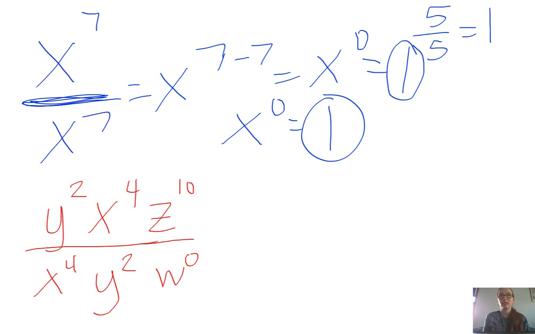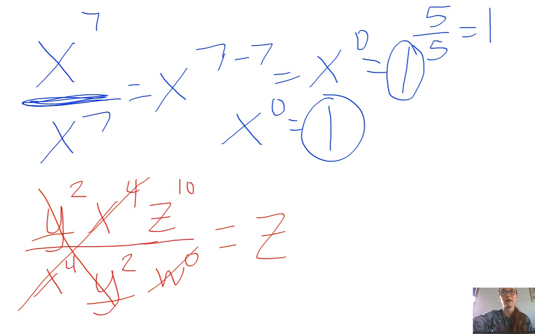So I know, using the quotient rule, that y squared divided by y squared is y to the 0, which is just 1, so it cancels out. X to the 4th over x to the 4th is just x to the 0 power, which is just 1. W to the 0 power is just 1, so we get z to the 10th power. So it may have looked crazy at the beginning, but really wasn't that challenging.